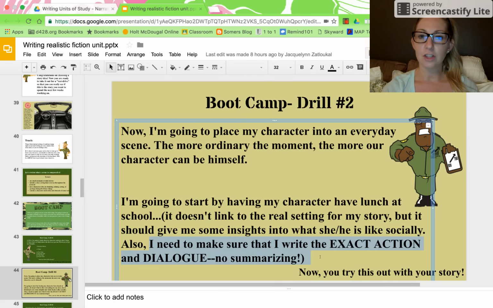So exact action too. Don't tell me they just walked down the hallway. Maybe they sauntered because they were sad or lonely. Or maybe they walked with their head held high straight down the middle of the hallway, kind of like they don't care about what anyone thinks about them. So I want you to think about all these little things. They're pretty important, all right?